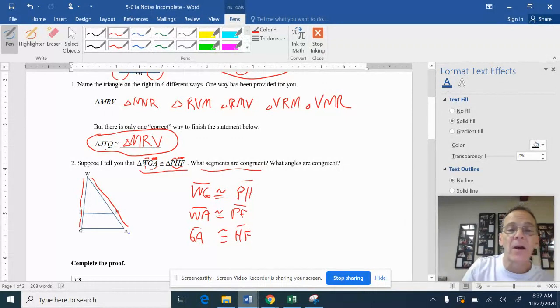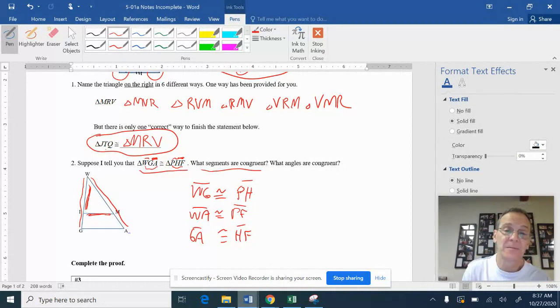Now, as it happens, in this triangle WGA, there are other segments, right? I mean, there's this segment here, WI. Is that congruent to anything from triangle PHF? Well, I don't know any other points in triangle PHF. In fact, I don't know if triangle PHF even has another line drawn through it like this one here or any other points on it anywhere.